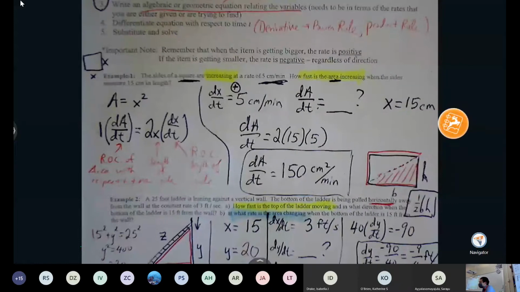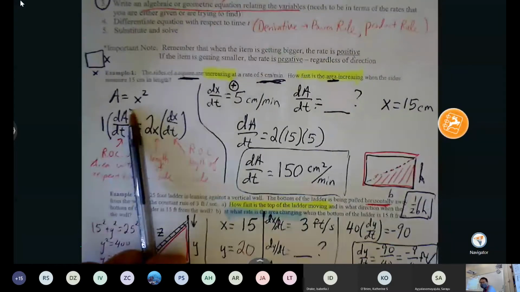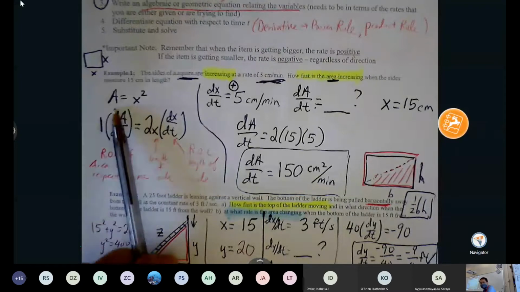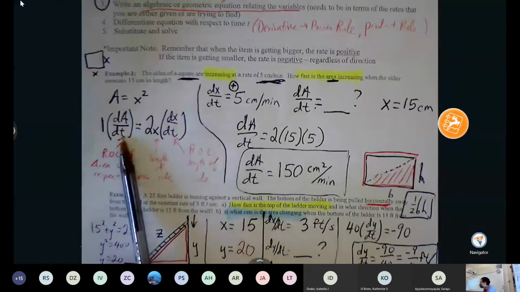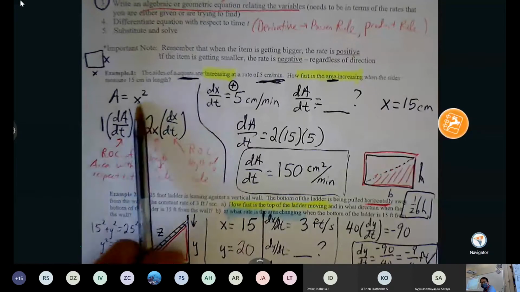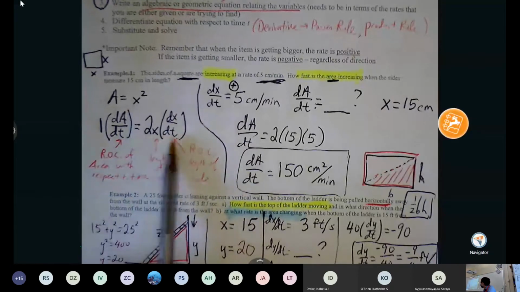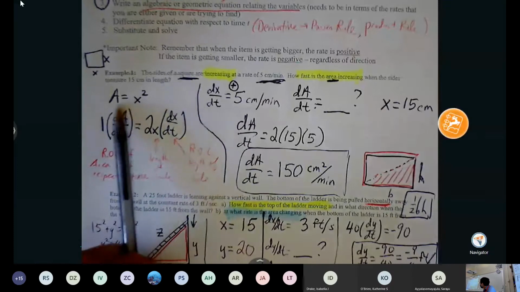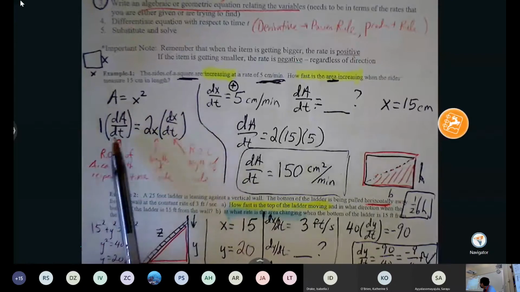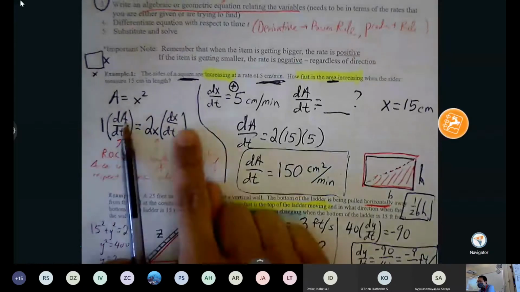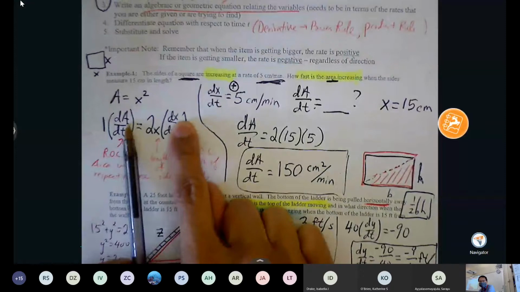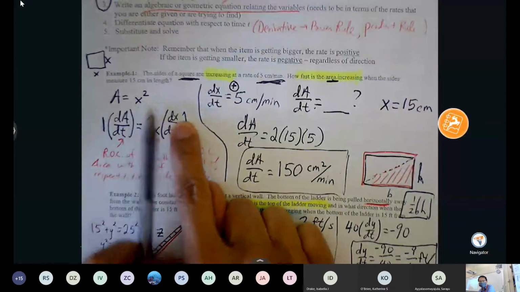And then after we have A equals x squared, we always find the derivative with respect to time. So A becomes 1 dA dt. And then x squared becomes 2x dx dt. Right? We're just finding each of these derivatives, but then we're inserting the appropriate d over dt for that variable. So for A it's dA dt, for x it's dx dt.